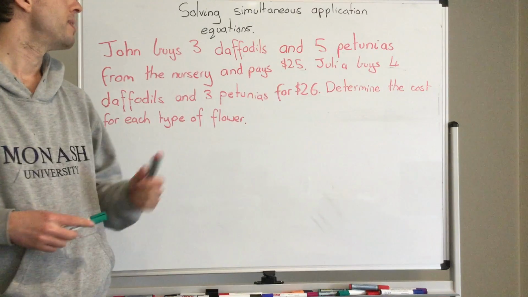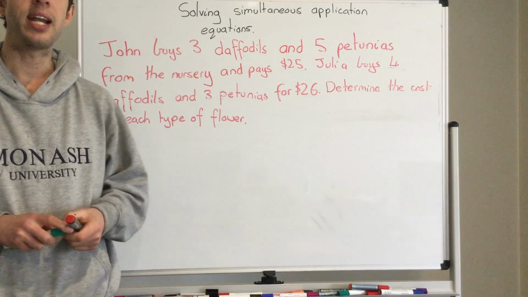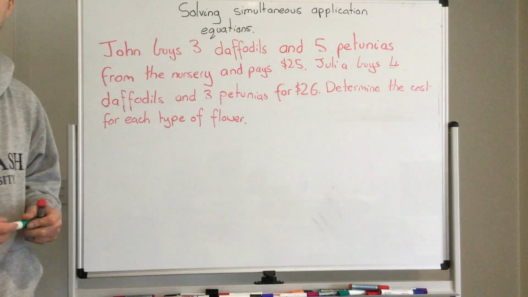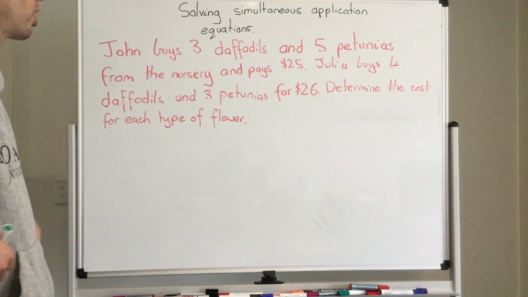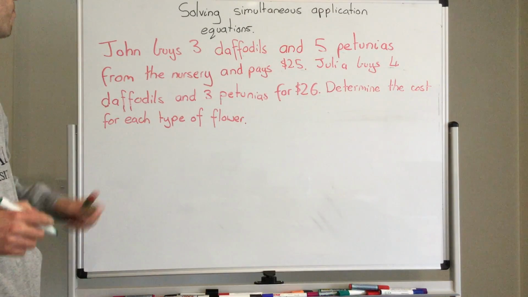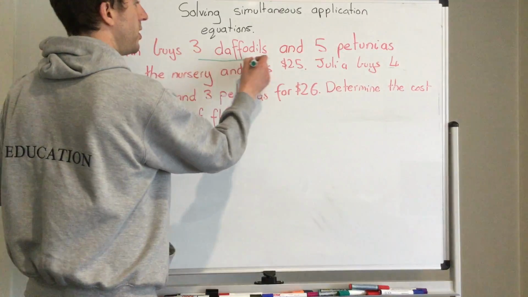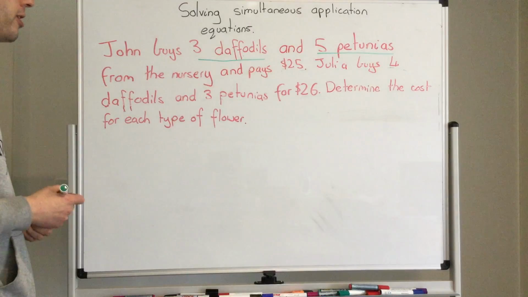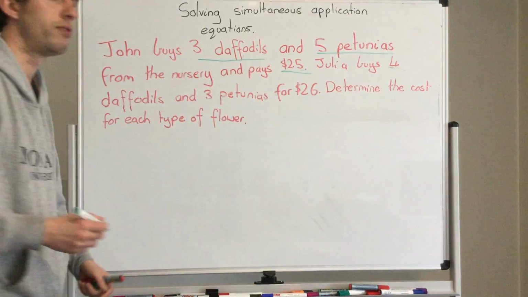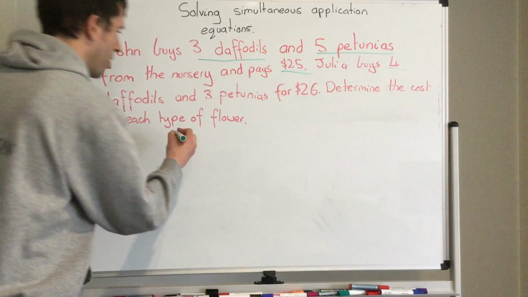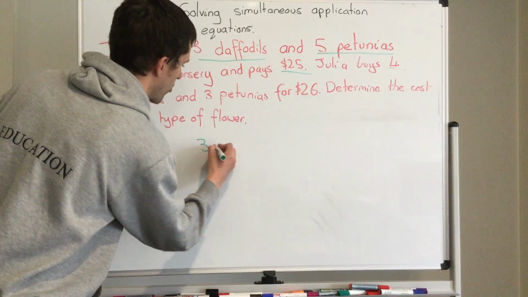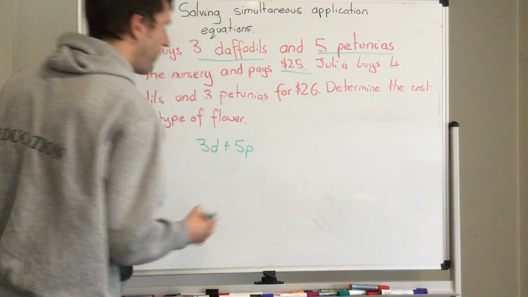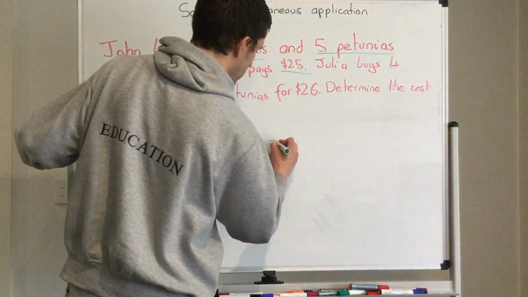So we are going to be looking at solving simultaneous equations through applications. I'm going to start off by reading it and we're going to look at the important information and take it out as we go. John buys 3 daffodils and 5 petunias from the nursery and pays $25. Okay, so I'm going to write my first equation. I've got 3 daffodils, 3D, plus 5 petunias, 5P, equals 25.